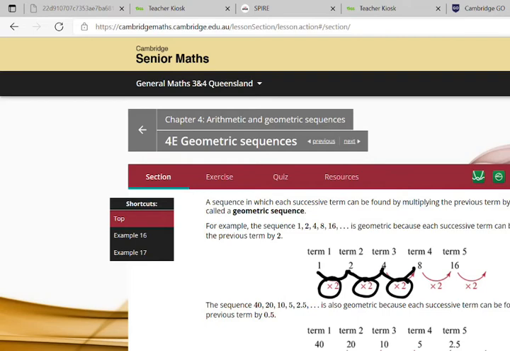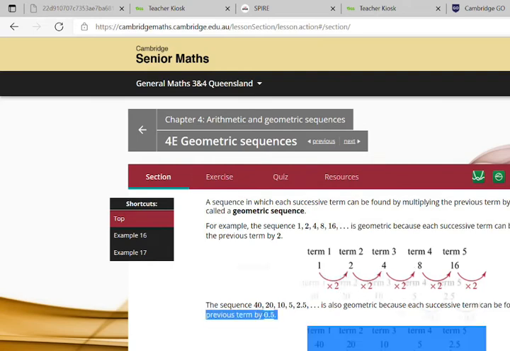Okay? Now, not all sequences go up. If it goes up, it's called geometric growth. Remember that? So growth is if it's going up. They could also be going down, which would be called geometric decay. There you go. Good. Okay?